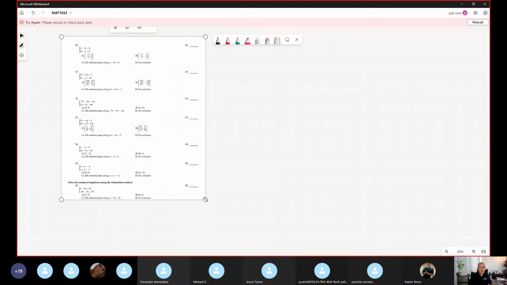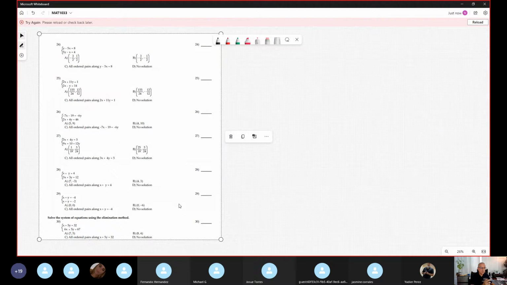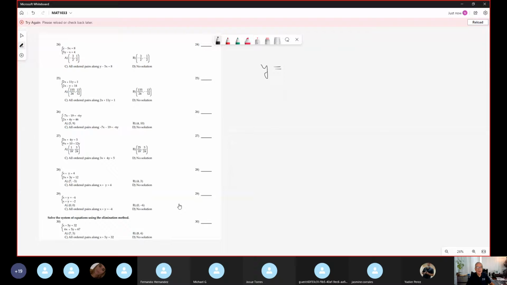Okay. Let's continue doing substitution. 24, 25, 26, 27, 28, 29. Okay, I want to copy 24. Is y equal? Let me try. y equals 5x. No, I made a mistake. y minus 5x equals 8. This is my first equation. And my second is 5y minus x equals 4. Okay, cool.